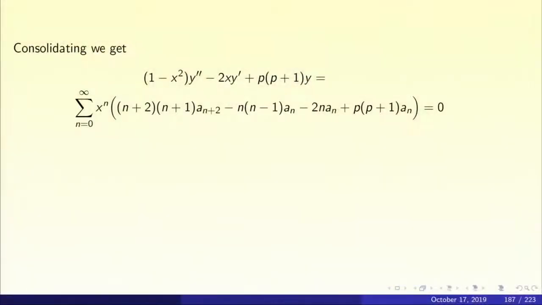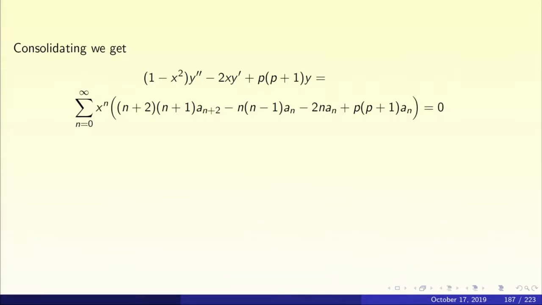All of them are sums from 0 to infinity and some coefficient times x to the power n. And the last term, p into (p plus 1) y, that is simple. That is simply summation n from 0 to infinity a n into p (p plus 1) x to the power n. So now all four terms have the same summation, little n going from 0 to infinity, x to the power n, and so now we just have to combine the coefficients. So let's do that.